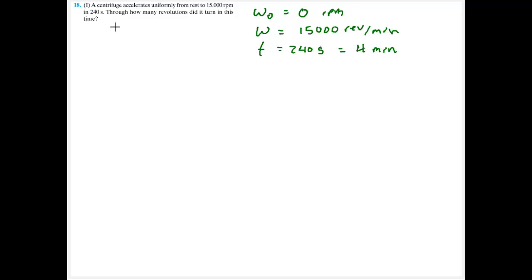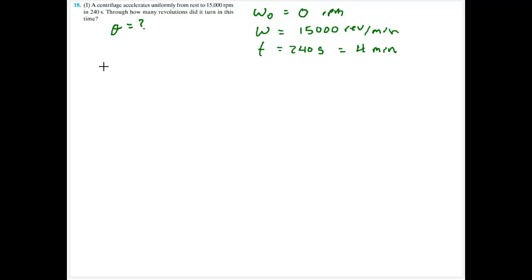Problem number 18 gives us some practice using the equations of motion for uniform acceleration. Here we're going to have a centrifuge that's going to start from rest. I'll put that in revolutions per minute. It's going to finish its acceleration at a whopping 15,000 revolutions per minute, and it tells us that the time is going to be 240 seconds. I'm going to work everything in minutes here, so I'm going to divide by 60 and come out with 4 minutes. It asks us for how many revolutions it took, so I'll just leave everything in revolutions here.